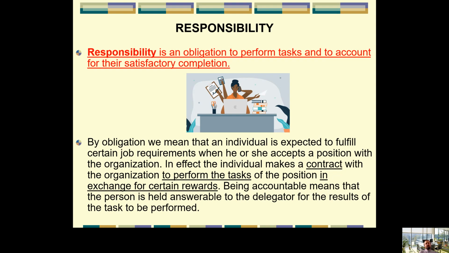The second important term is responsibility. Responsibility is an obligation to perform tasks and to account for their satisfactory completion.